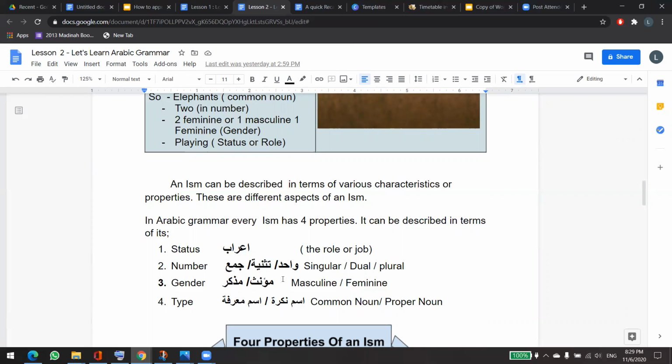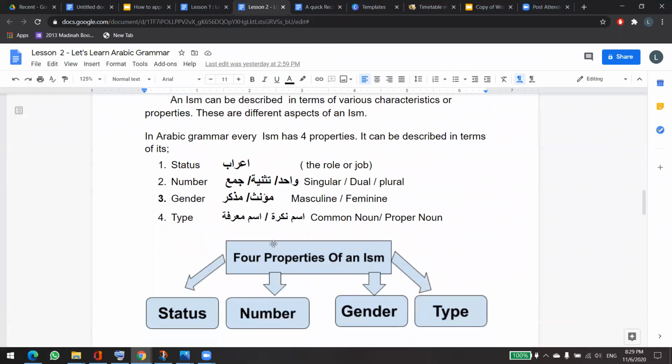But if the ism is an inanimate object, not a real being, like a pencil or a book or a ship, that's what we call masculine and feminine. So overall, when we assign a gender in grammar, we use the words masculine and feminine. Then comes type. So type can be either common noun or proper noun.